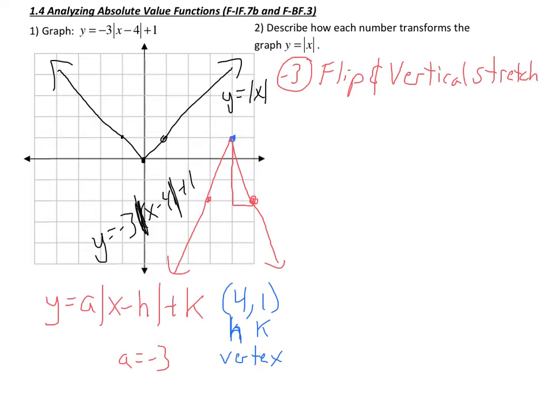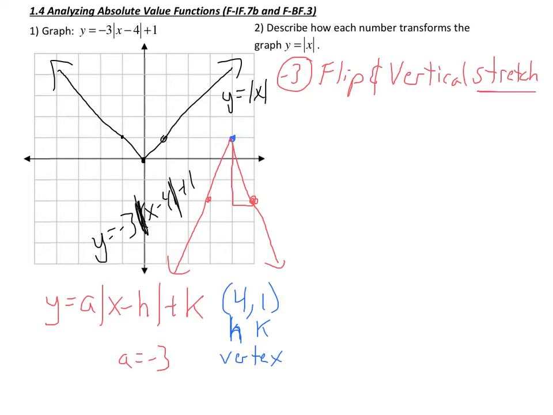Now, the A value is always a vertical stretch. It could have been a vertical shrink, which would be if it made it all flat. Remember, less than 1? If the A value is less than 1, it'd be a vertical shrink. You're squishing it. You're either stretching it, making it steeper, or you're shrinking it and making it kind of pudgier and flatter. So that's the key word.